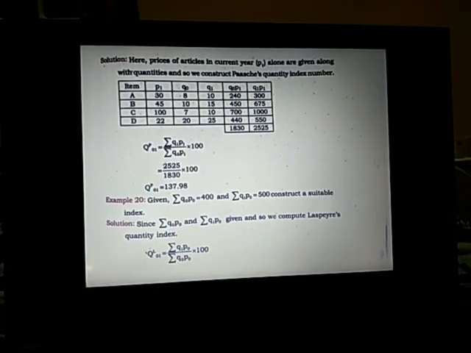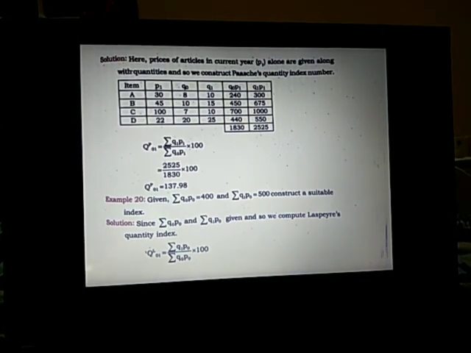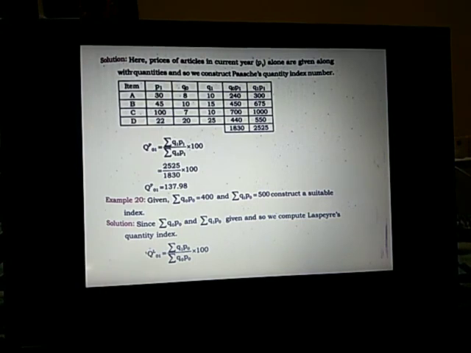Solution, here prices of articles in the current year alone are given along with quantities. So we construct Paasche's index number. So P1 we have and Q naught we have and Q1 we have. So we'll calculate Q naught P1 and Q1 P1. Here the price of the current year is used as weights, so this formula is suitable for calculating.